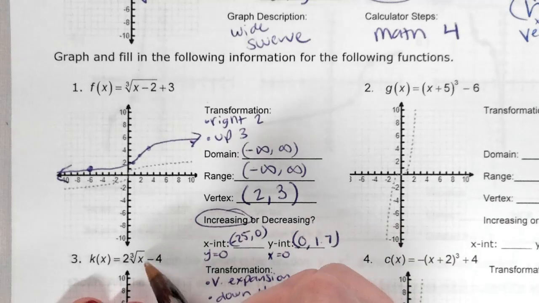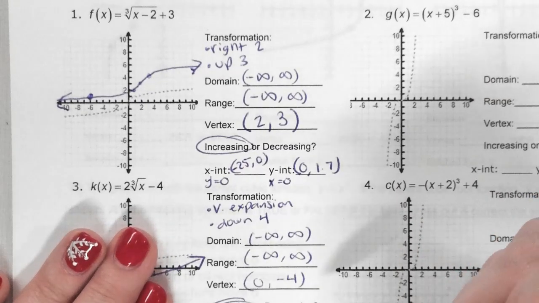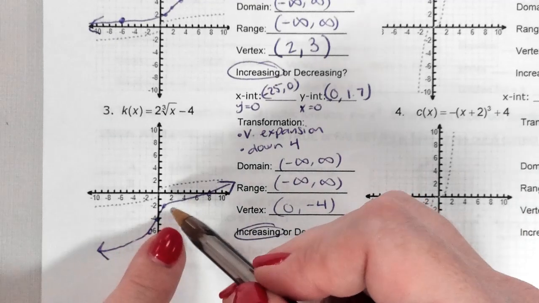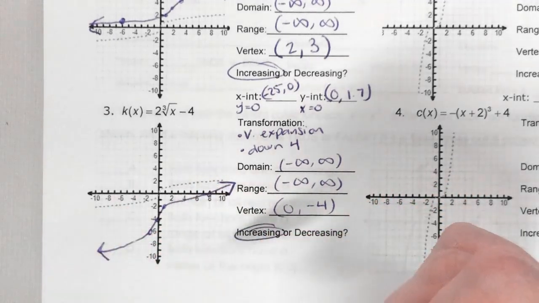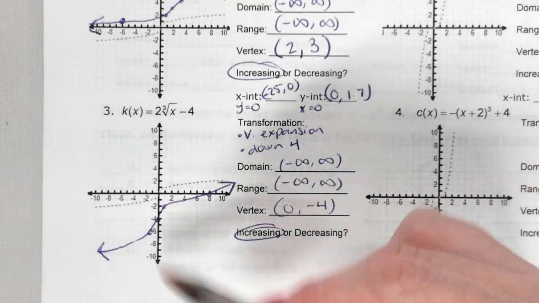(0, negative 4), because there's no inside change. There's plus or minus nothing on the inside, which means 0. And my outside is exact, so negative 4. So it's (0, negative 4). And is this one increasing or decreasing? Increasing. So this is what it should look like. See how it's taller than the original? That's how we know it's a vertical expansion as well. Any questions with this?